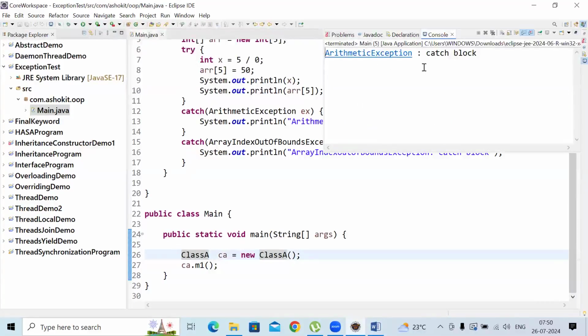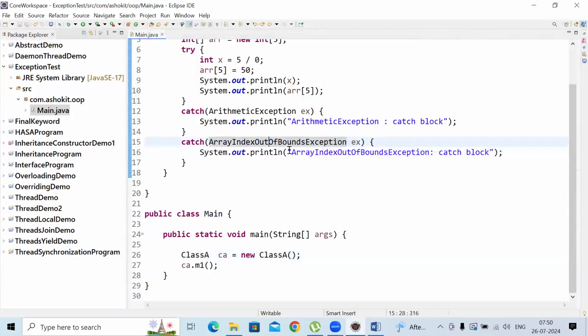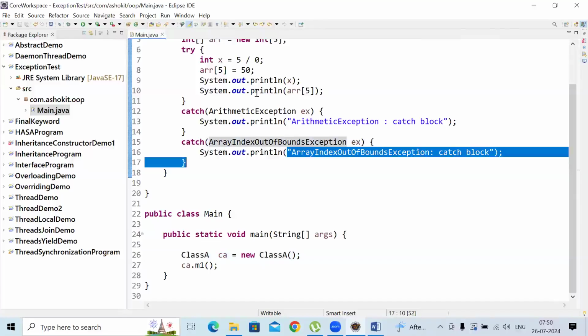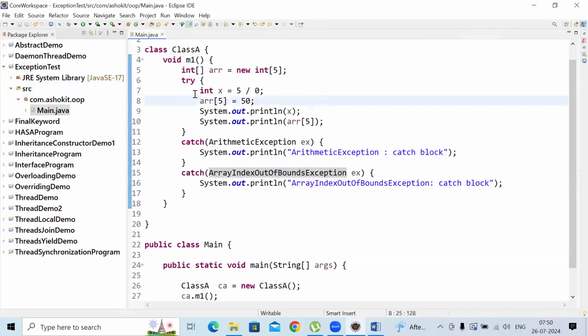See, which exception class catch block is printed? Arithmetic exception catch block. Why not array index out of bounds? That's what I'm saying. If an exception occurs at line number 7, immediately from line number 7 only the control jumps to the nearest catch block. Who is the nearest catch block? The first catch block only, na? Right. First control jumps from line number 7 to the first catch block.